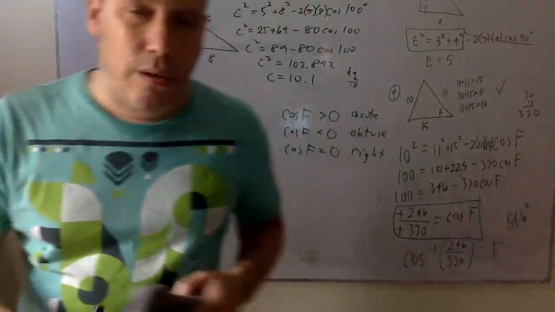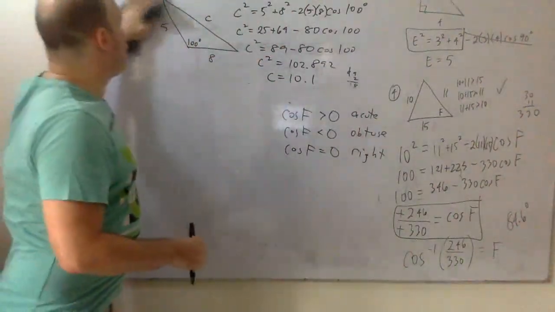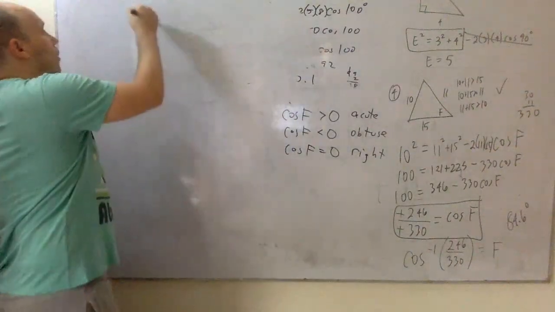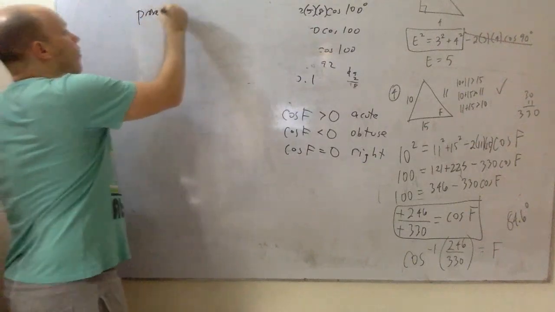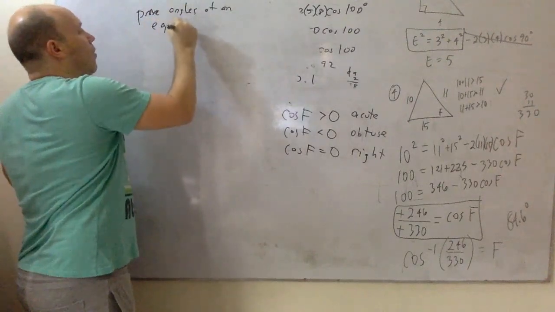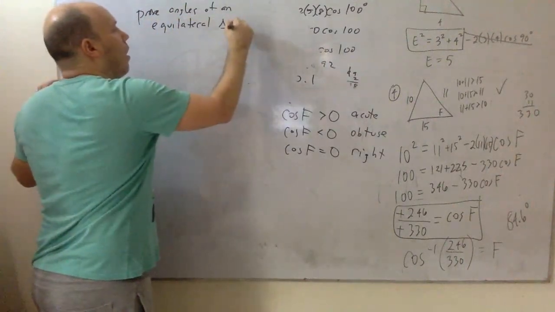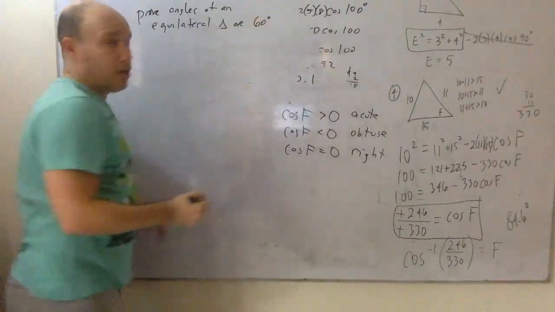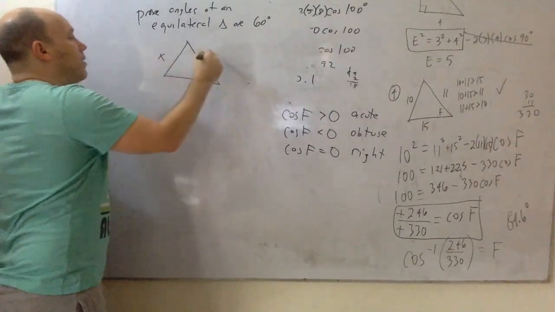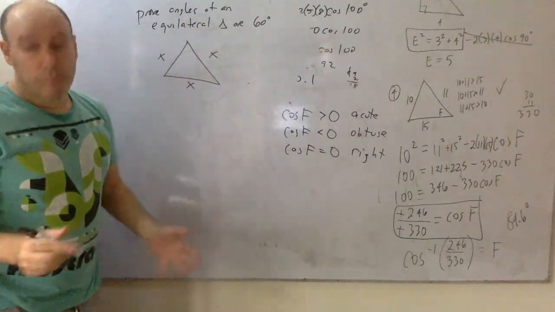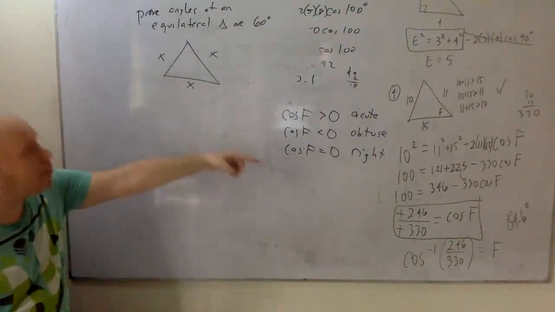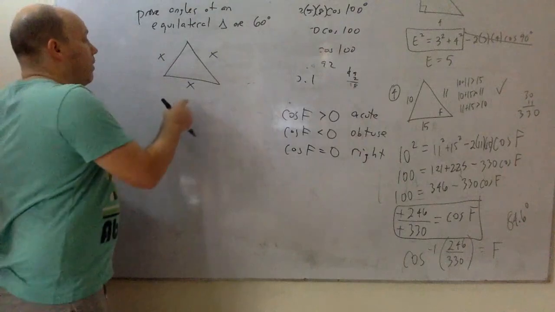Prove that the angles of an equilateral triangle are 60 degrees. So let's make our triangle, and let's call the sides x, x, x. We know the answer is 60 degrees, but let's use the law of cosines to validate that.